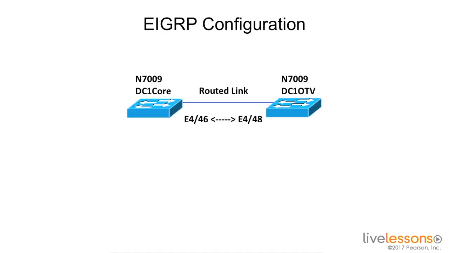In this lesson, we're going to use a similar topology to what we've used in previous lessons. Two Nexus 7000s connected over a routed link between ports E4/6 and E4/8.